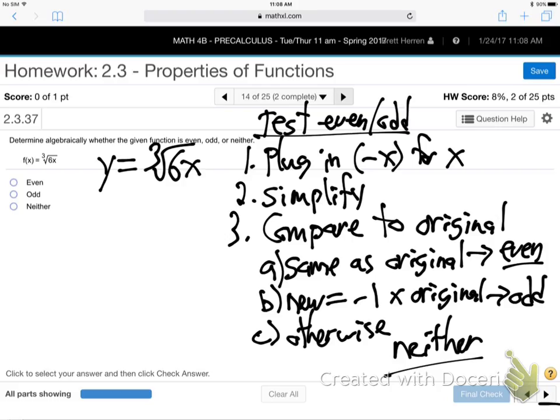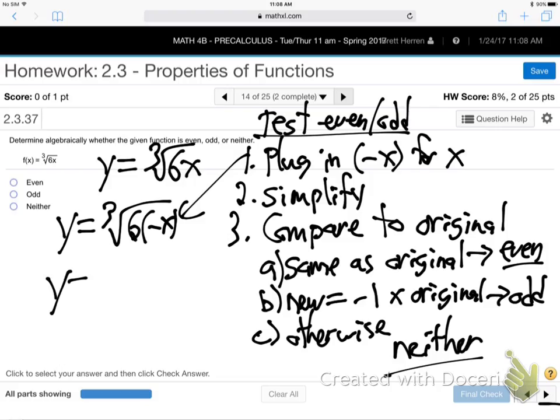So basically, we take this function and we put in negative x. So there's step 1. Just simply plug in negative x for x with parentheses, right? Parentheses negative x plugged in for x. Step 2, simplify. Can you simplify that at all? Well, 6 times negative x is just negative 6x, huh? Right, that's just positive times negative.